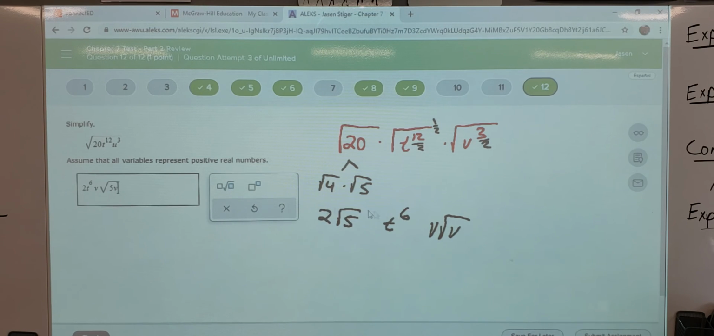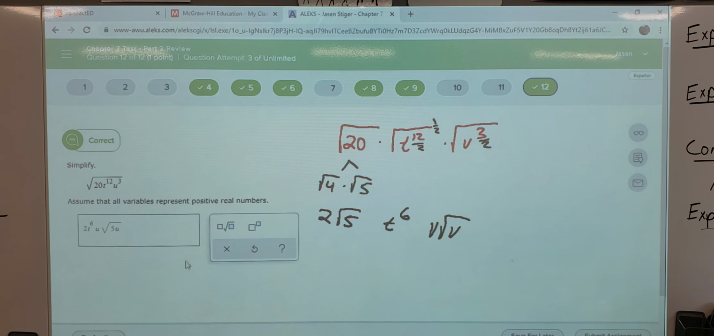Oh wait, it's not v. What is it? Oh, it's u. My bad. I can't write. So this is u, and that's u. That's what happens when you have bad handwriting. So u, not v's. Check it, and yay, I'm correct.